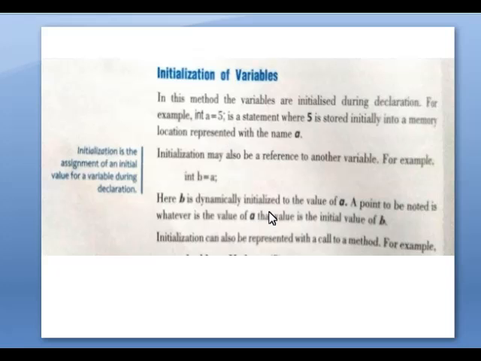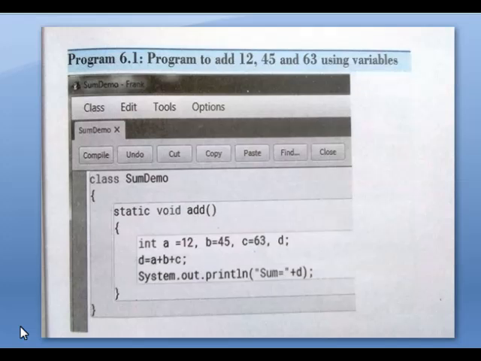During the time of calculation, if it is like a equal to b plus c, the value of a will change after calculations. Initially the value is declared inside the program. This is called initialization of variables. This will be seen through an example program.